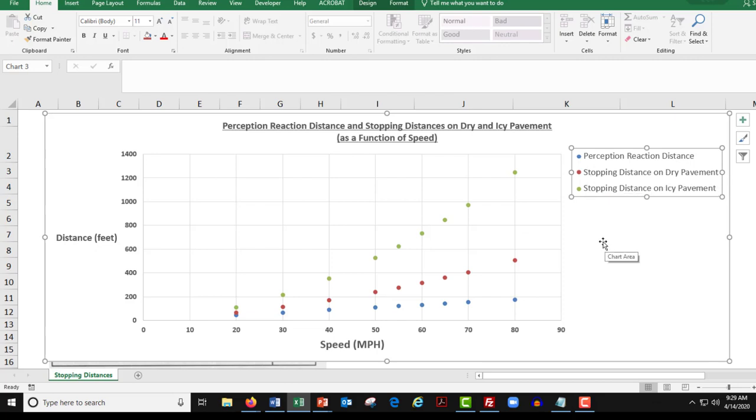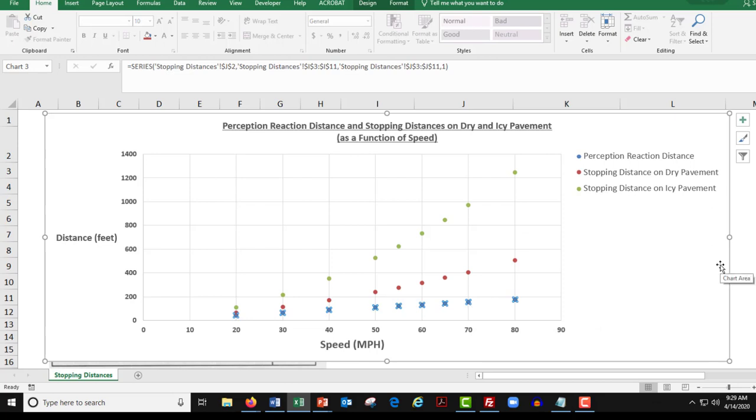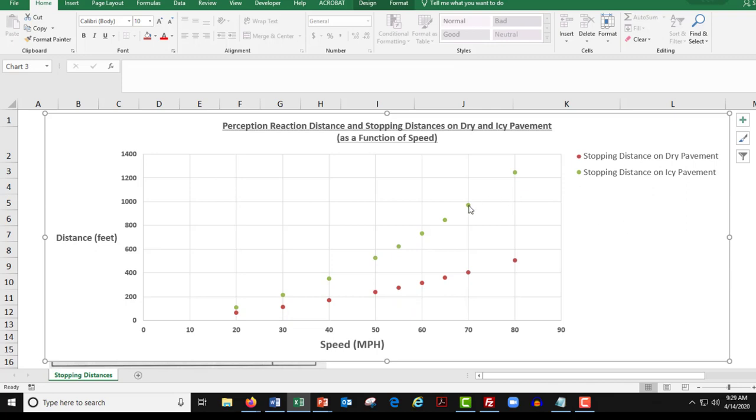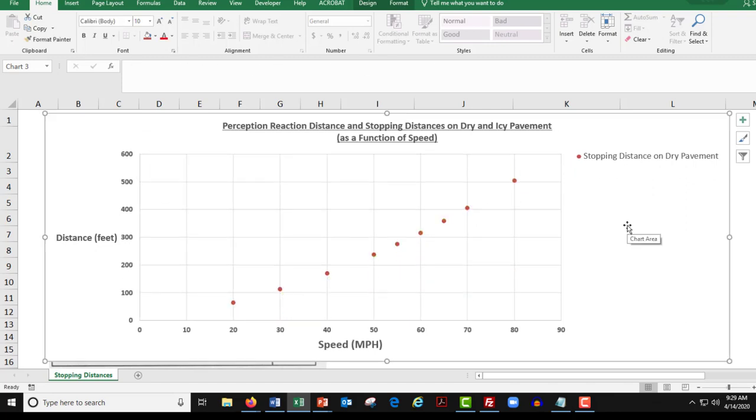Okay, now I'm going to do something to help us clear this up. I'm going to temporarily take out the other two data sets. I'm going to left click on the perception reaction distance and press the delete button, and that removes that data set. And I'm also going to do the same thing for the stopping distance on icy pavement. So now I see just the stopping distance on dry.